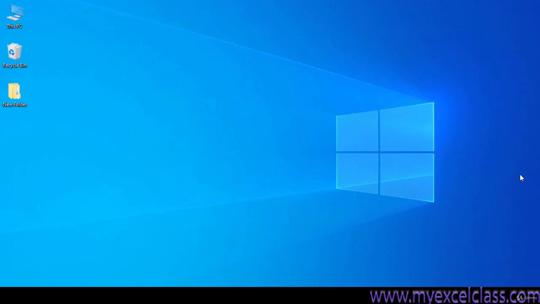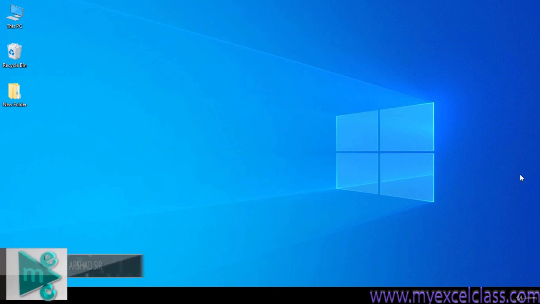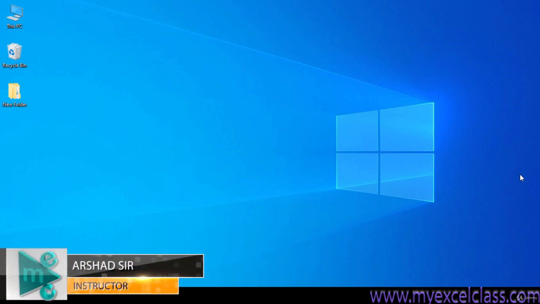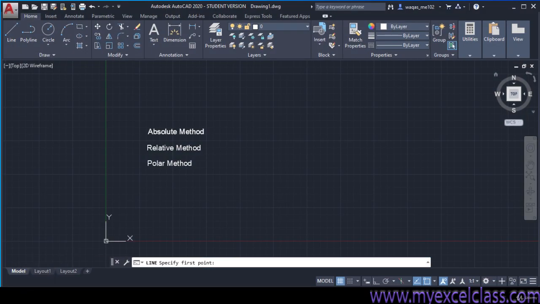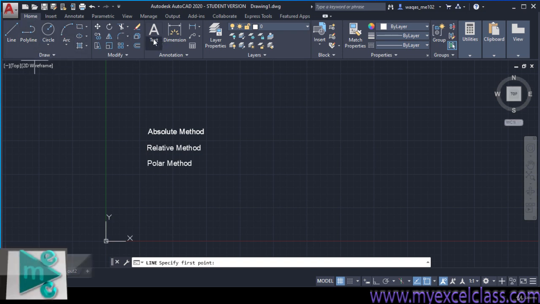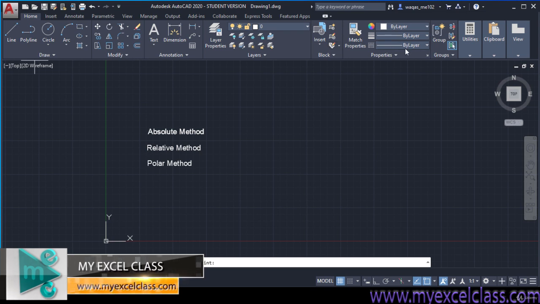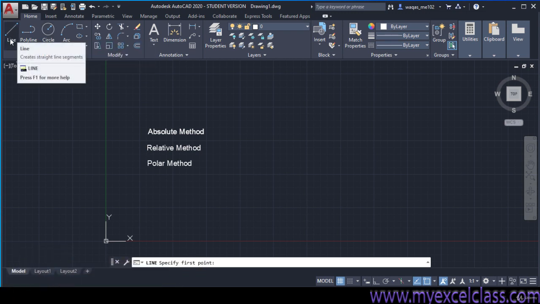Welcome to the fourth lecture of the AutoCAD. In this lecture, I will teach you the three different methods to draw the line. So let's start. Well, I have discussed the draw panel and other panels in my second lecture. So I will be covering the draw panel in today's lecture, and specifically I will be teaching you the line command.